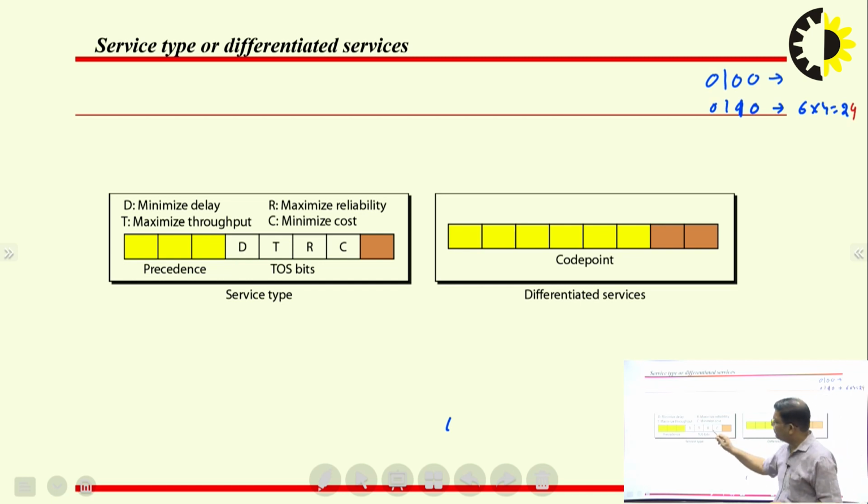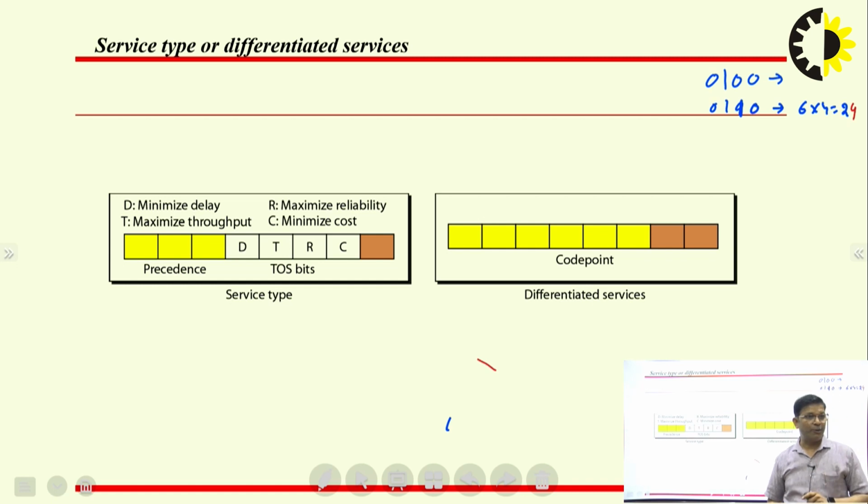So if D bit is 1, what we understand is that this particular data is for minimize delay. It should be delivered as soon as possible. If D and R are both 1, then minimize delay and maximize reliability. If all bits are 1, then we are using minimize delay, maximize reliability, maximize throughput, and minimize cost.